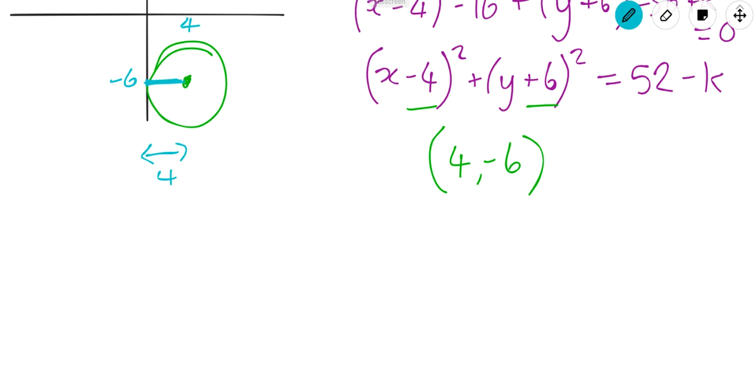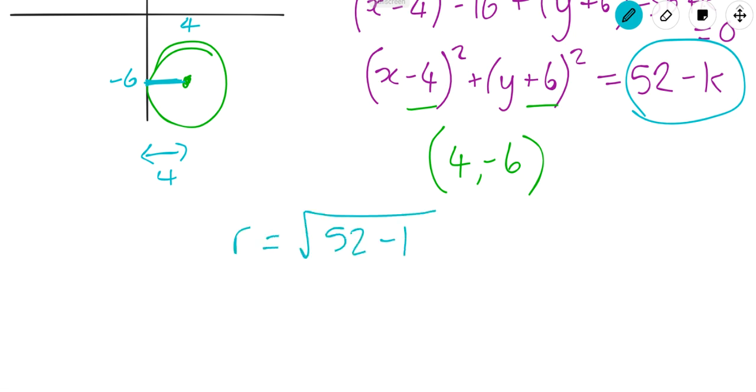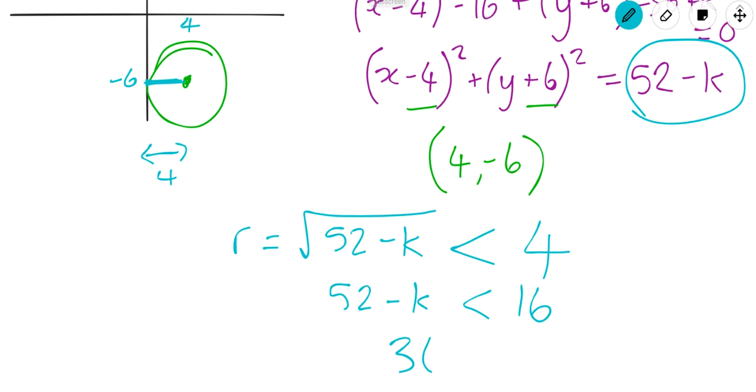So remember, the radius is given from here. That's the radius squared. So the radius itself will be the square root of 52 minus k. And what we're saying is that radius needs to be smaller than 4. So I'm writing an inequality. To solve this inequality, I'm going to square both sides. So 52 minus k to get rid of the square root, and then that one will be 16. And then solving that, 52 minus 16 is 36, and add the k onto the other side. And that's it. So k has to be bigger than 36.